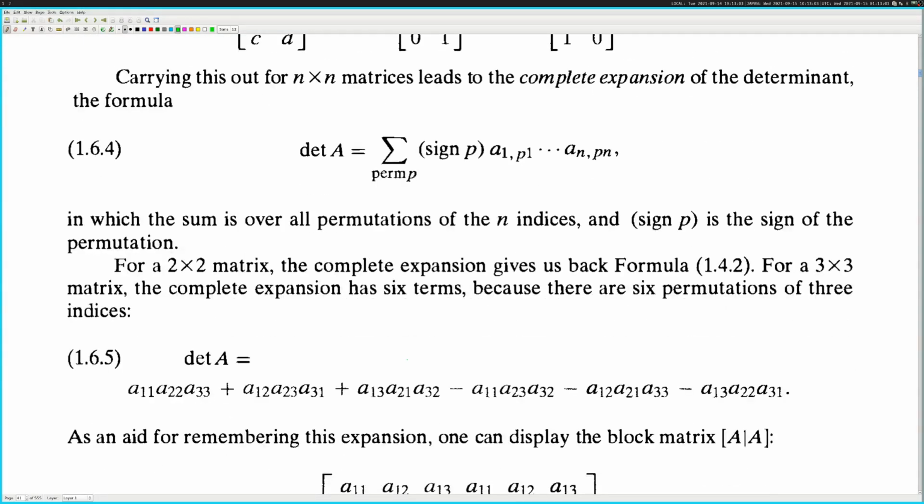For a 2x2 matrix, the complete expansion gives us back formula 1.4.2. For a 3x3 matrix, the complete expansion has 6 terms because there are 6 permutations of the indices. So there are generally n factorial permutations. This determinant formula is interesting, but in practice n factorial grows too big to be a useful formula.